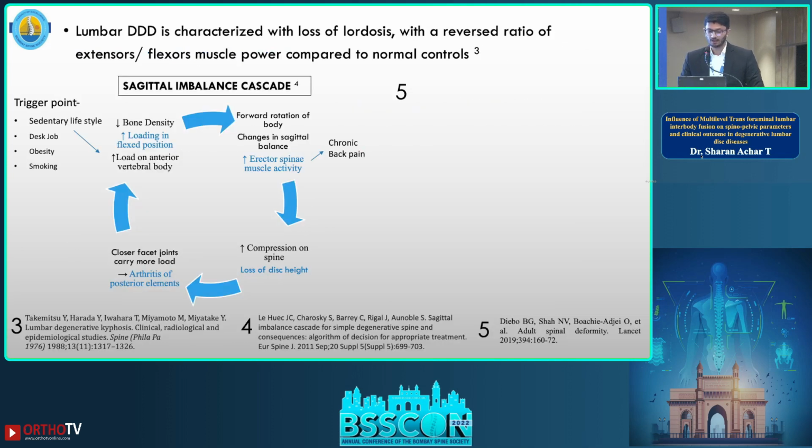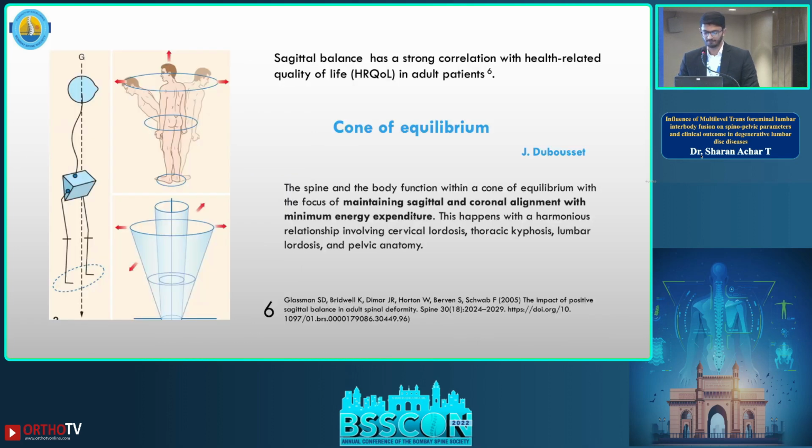This sagittal imbalance cascade is a vicious cycle where the triggering factors increase the loading in flexed position associated with decreased bone density. It causes more compression on the anterior vertebral bodies, which is compensated by increased erector spinae muscle activity, which causes chronic fatigue back pain, loss of disc height, and arthritis of the posterior elements. This in turn leads to the loss of lumbar lordosis, which is compensated by pelvic retroversion, decreased thoracic kyphosis, as well as hip and knee flexion.